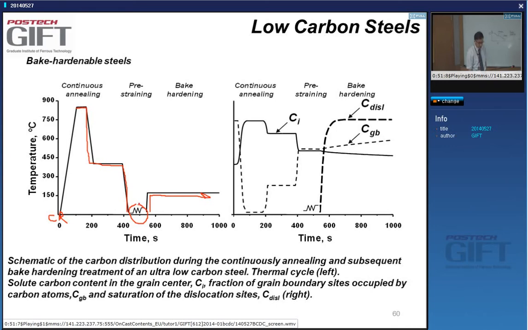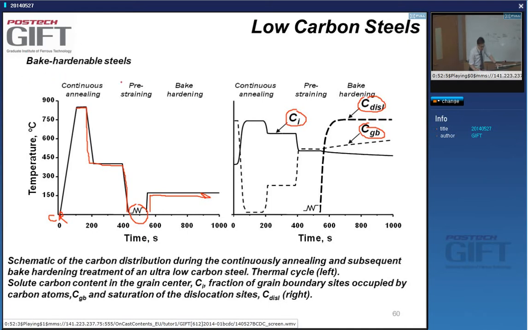So what happens here? Let's have a look at the carbon. We have interstitial carbon, carbon at dislocations, and carbon at grain boundaries. How can you think about the distribution? At room temperature, carbon goes into grain boundaries, because remember, carbon solubility in ferrite is nothing. And if a material is very well recrystallized, there are no dislocations to go to, so carbon will go to the grain boundaries.